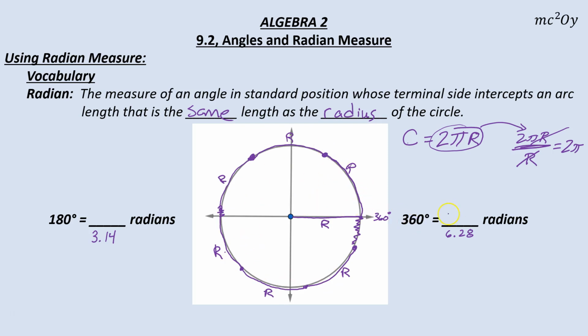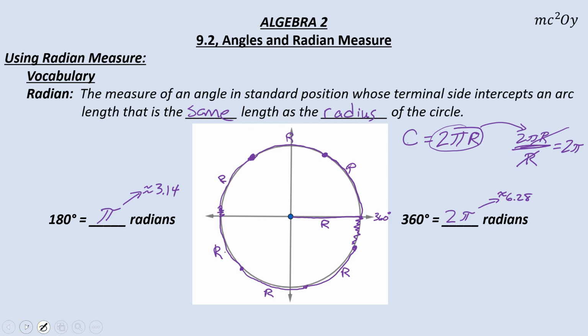So 360 degrees has 2 pi radiuses. And we don't call them radiuses, we call them radians. But really it means there are 2 pi radiuses, which is about 6.28, right? 2 times pi is 6.28, rounded. Well, that means half of 360 is 180, so half of 2 pi is pi. And we know pi is approximately 3.14. And this is the relationship we generally use. 180 degrees is equal to pi radians.